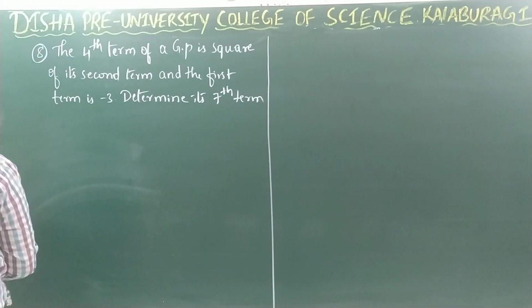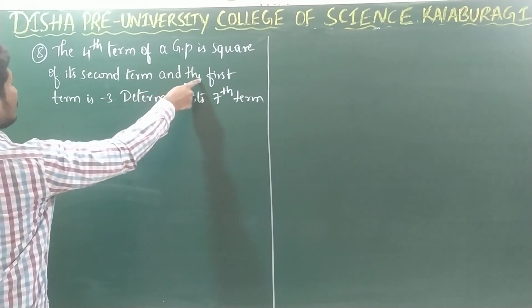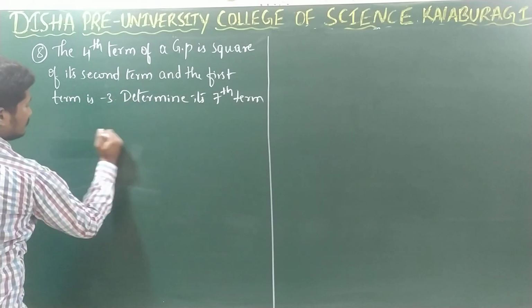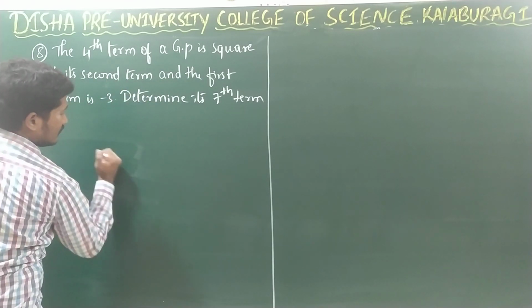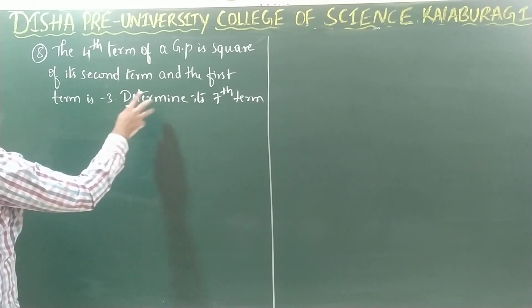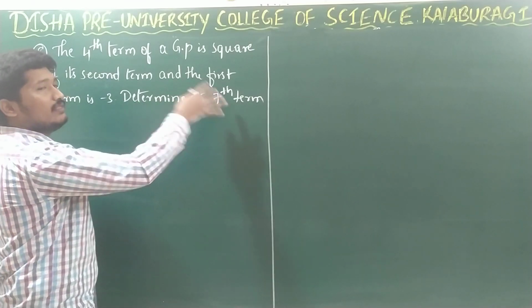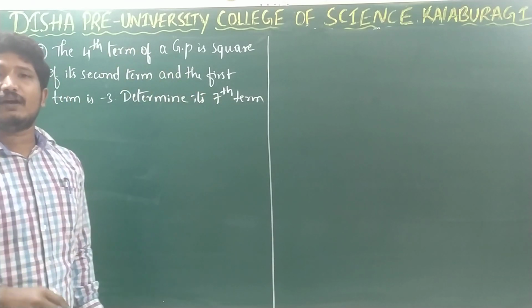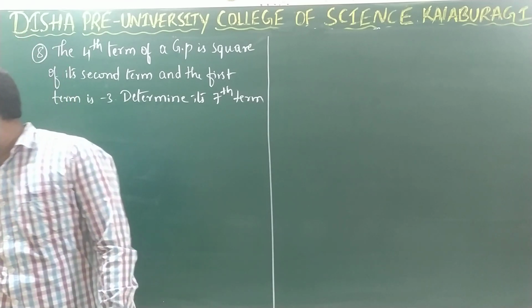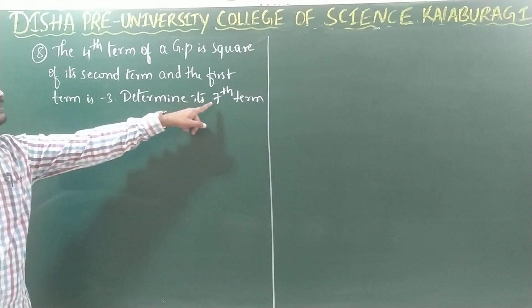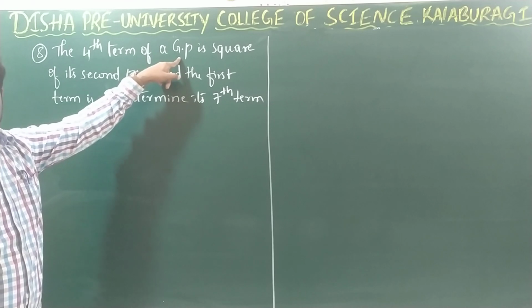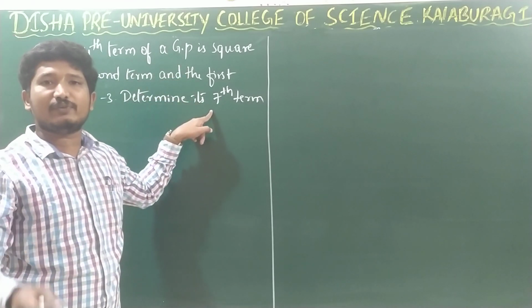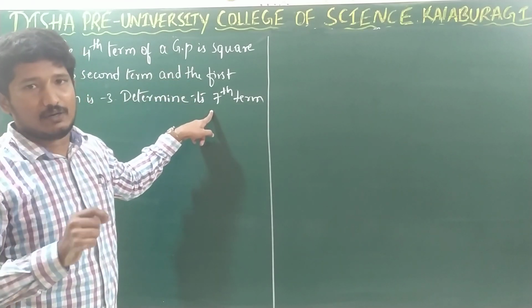And the first term is -3. The first term is given. What is that? First term is -3. Determine its seventh term. What do we have to find out here? We have to find out the seventh term of the geometric progression. Seventh term in the sense we have to find out A7, right?